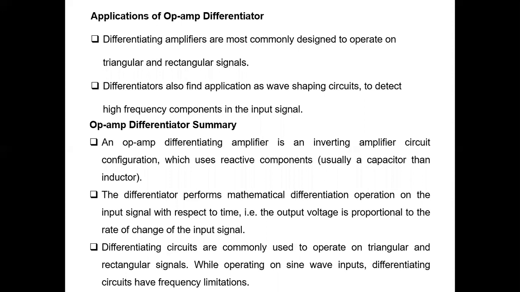Now the applications of the operational amplifier differentiator. Differentiating amplifiers are most commonly designed to operate on triangular and rectangular signals. The differentiator also finds application as a wave shaping circuit to detect high frequency components in the input signal. In summary, an op-amp differentiating amplifier is an inverting amplifier circuit with a reactive component, usually a capacitor, not an inductor. The differentiator performs mathematical differentiation of the input signal with respect to time.